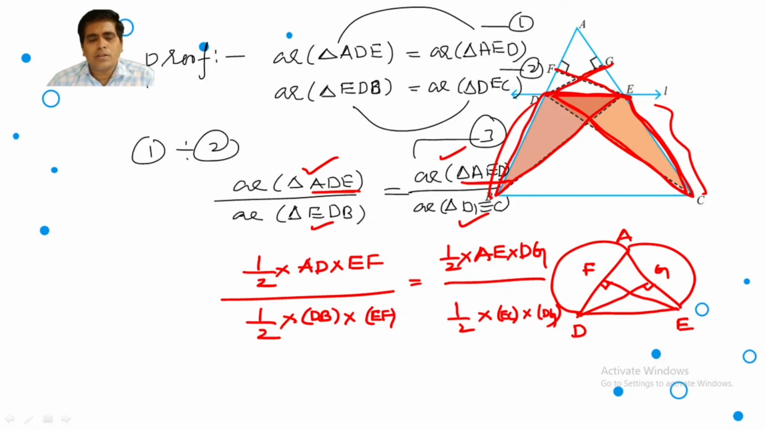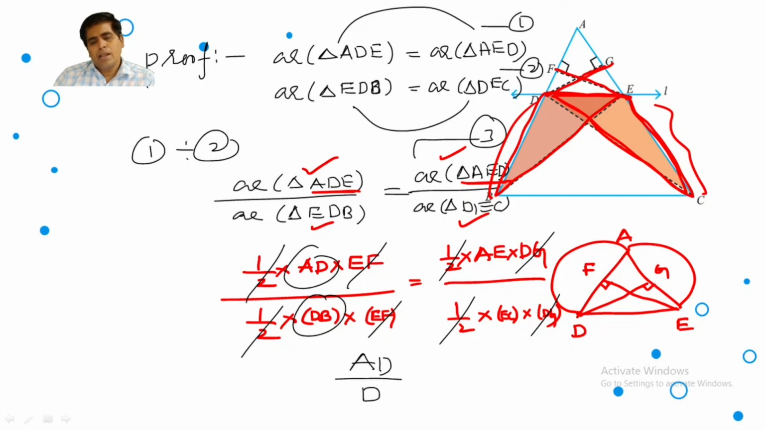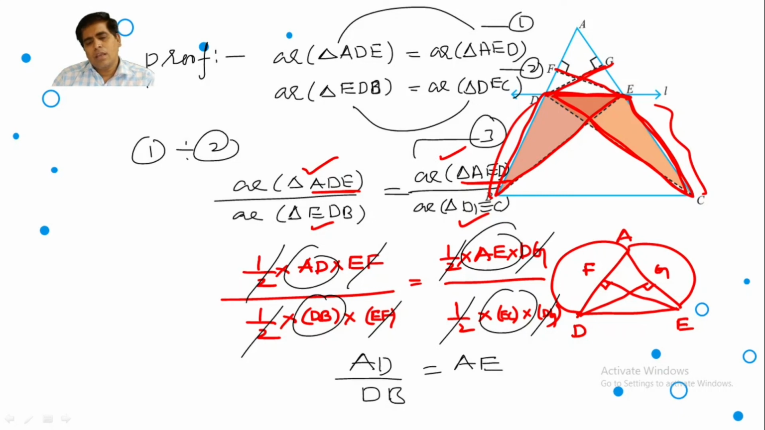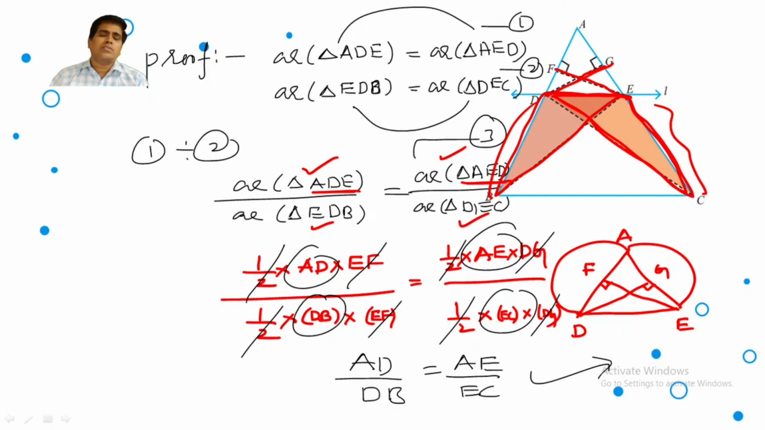If you keenly observe, I can cancel the half and half, as well as EF and EF here. We can cancel the half and half, as well as DZ and DZ here. So what did we get ultimately? AD by DB is equal to AE by EC. This is what we have to prove in this theorem. Ultimately we got AD by DB is equal to AE by EC. So that is the proof.